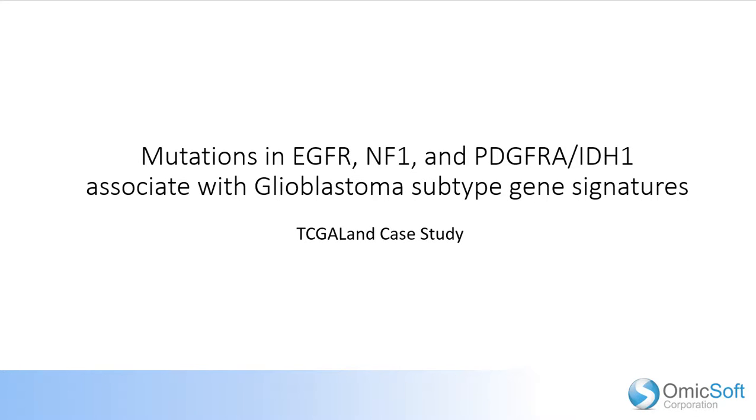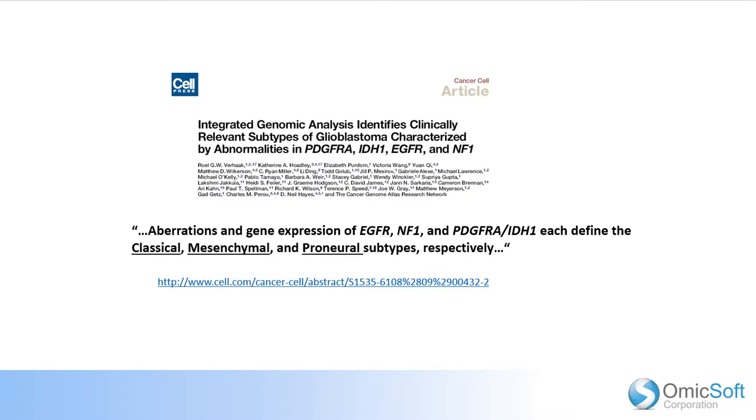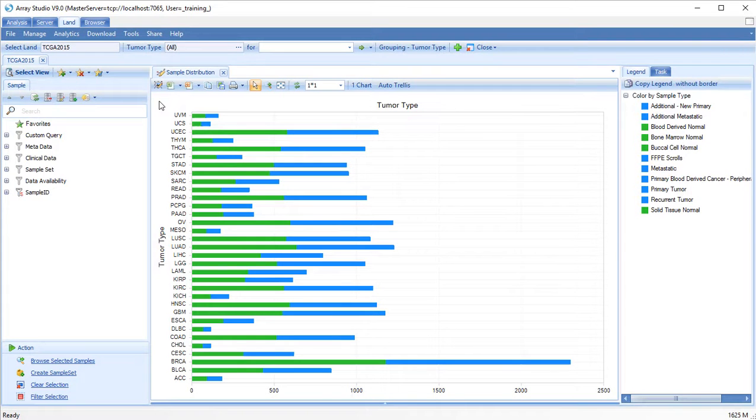In a publication from the TCGA Research Consortium, it was reported that in glioblastoma, mutations in the genes EGFR, NF1, and IDH1 and PDGFRA define classical, mesenchymal, and proneural subtypes and identified gene signatures for these subtypes. Let's look at how mutations in these genes correlate with gene signatures.